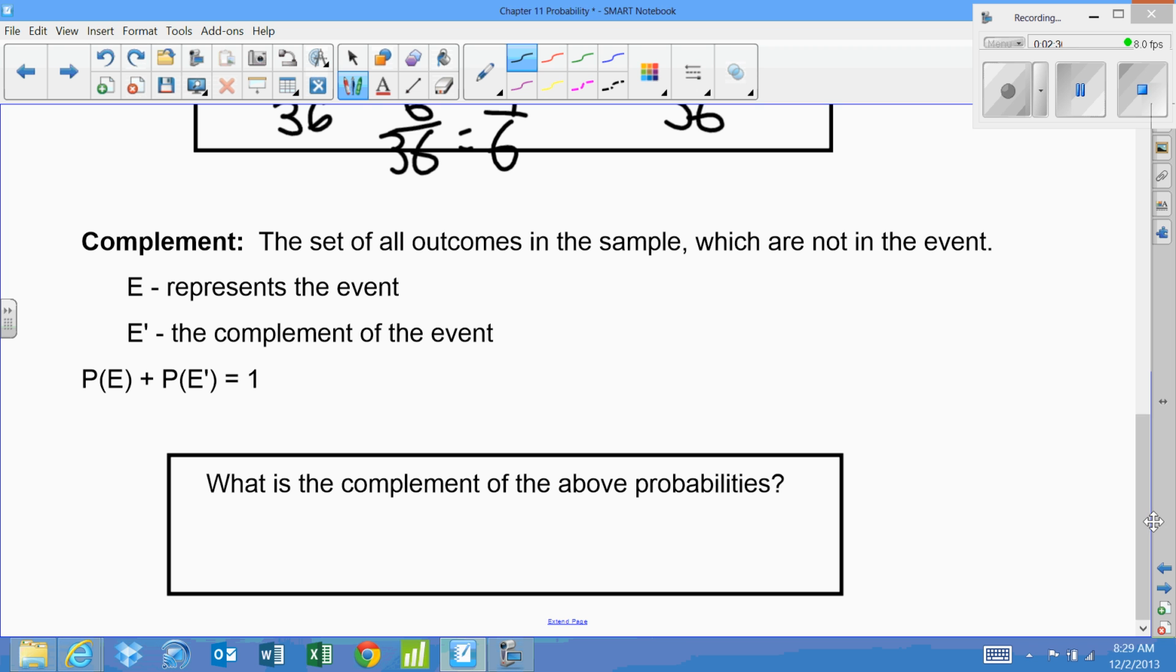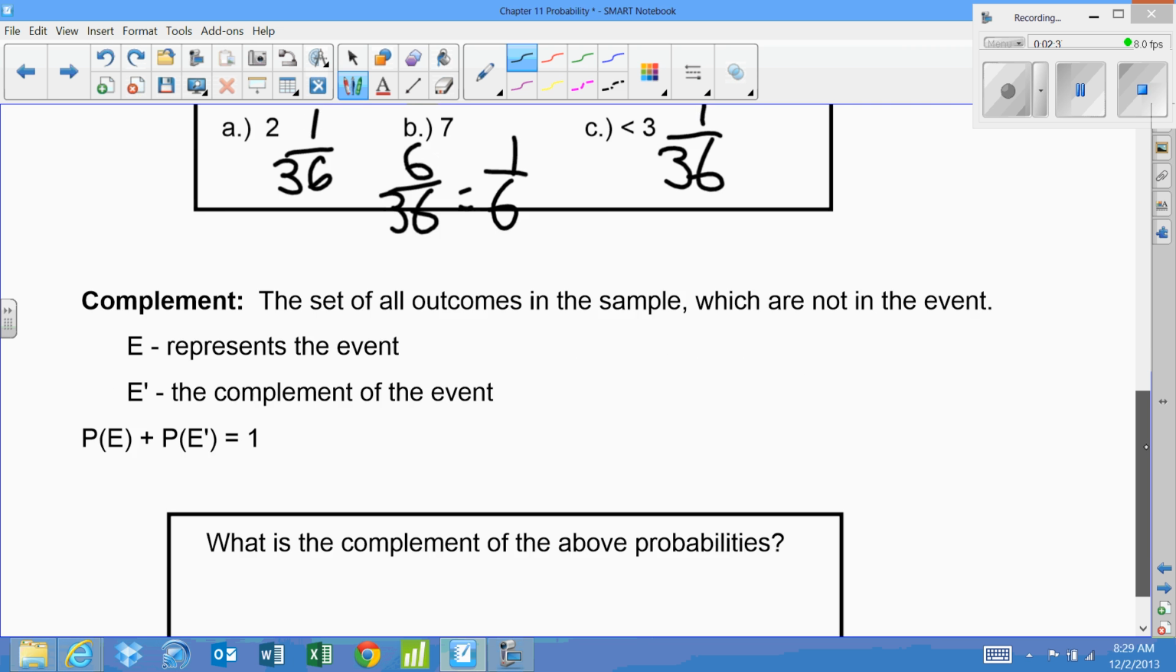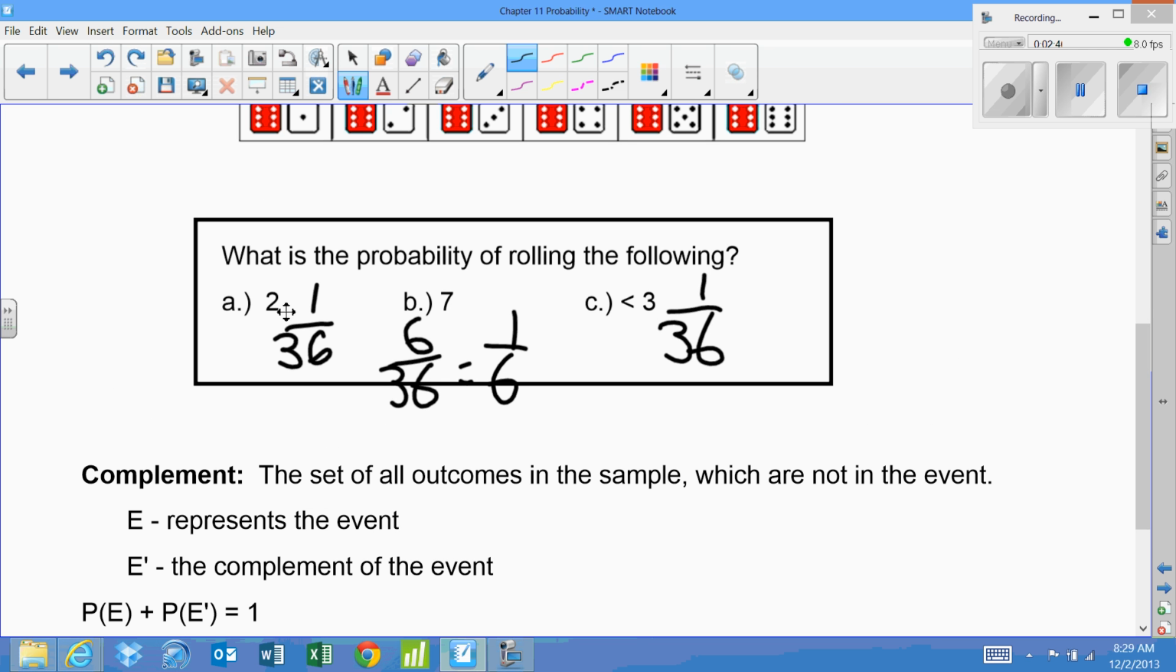And the complement is basically all of the outcomes that are not in the sample. So our E represents our event. So these 3 up here are our E probabilities. Our E is 1 out of 36, our E is 1/6, and our E is 1 out of 36. That represents the probability that an event occurs. Our complement of that event is the probability that everything else occurs except for that exact probability. So if we add up our probability and our complement of that probability, we should get 1 or 100%.